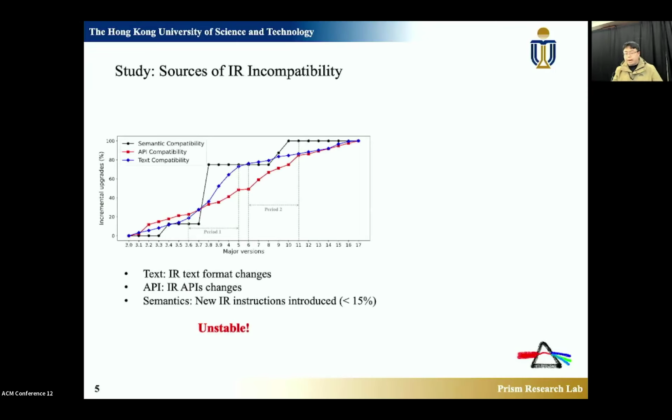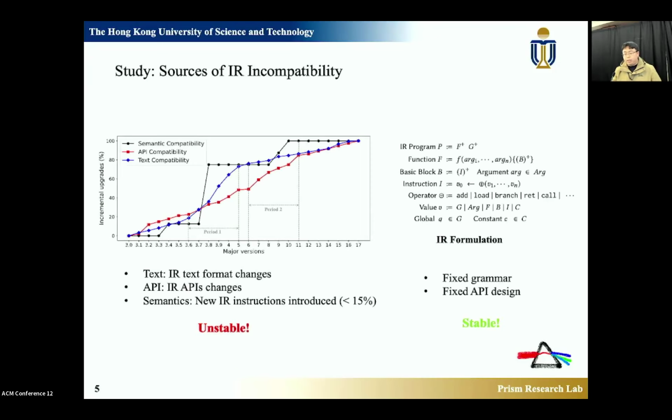And also, we discovered a very interesting finding that the IR formulation remains unchanged. That is, the grammar of the IR is almost fixed. Specifically, each function, program, and basic block has almost the same components across different versions. And also, the IR APIs support us to extract and construct IR code. So in this way, we found that we can utilize the IR APIs to achieve the IR translation and only need to focus on the instructions in the different IR versions.